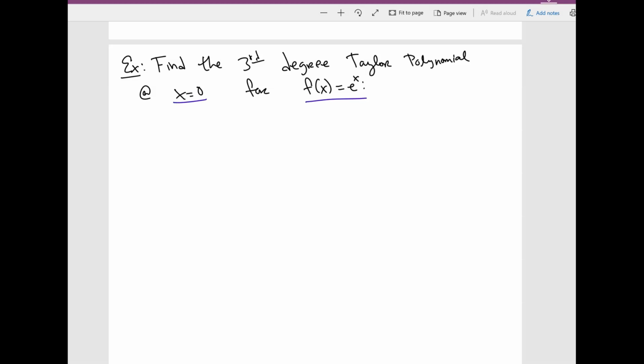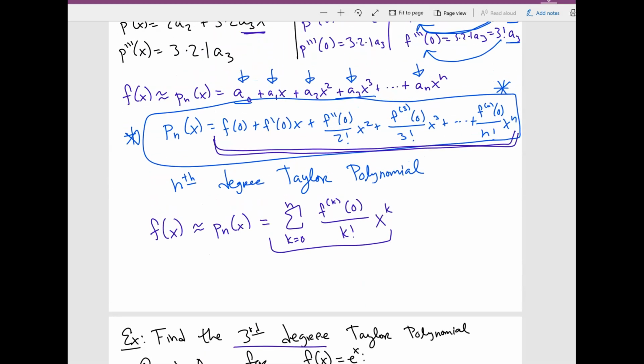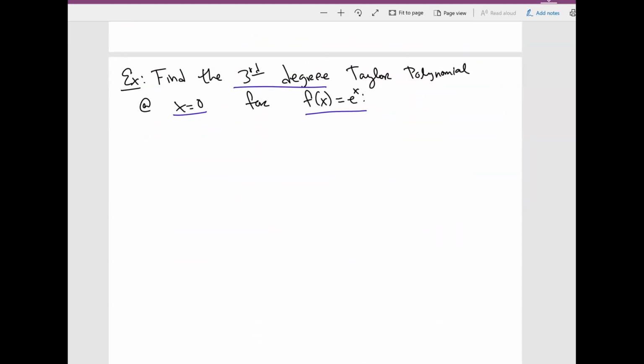So the first thing that you want to do is, you want a third degree Taylor polynomial. So if you look at the expansion, here is the third degree. That means I'm going to stop right there, and I'm going to go all the way to the third derivative. So before I do anything, I have to take 3 derivatives.